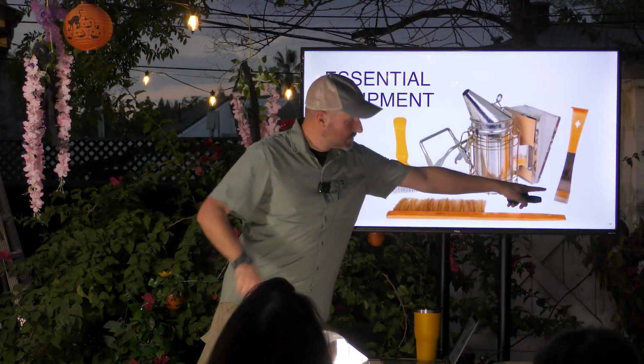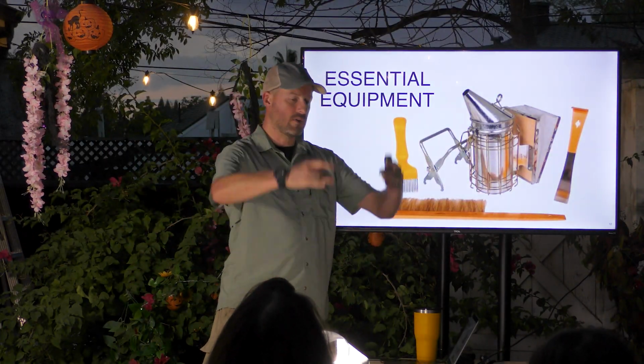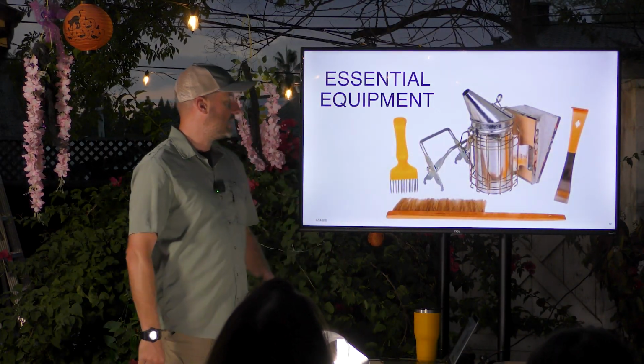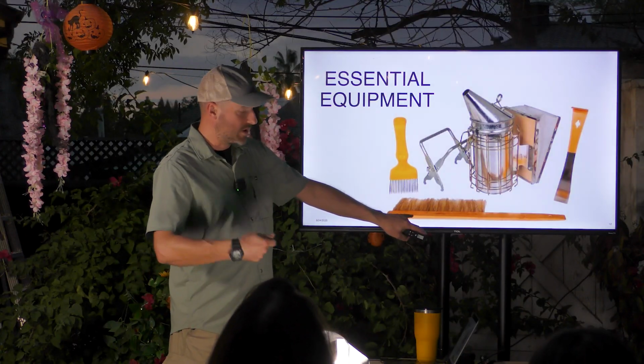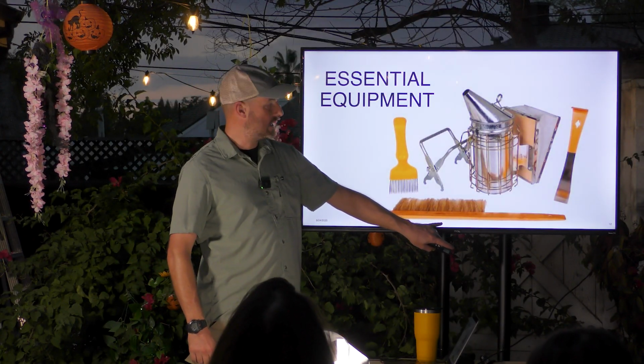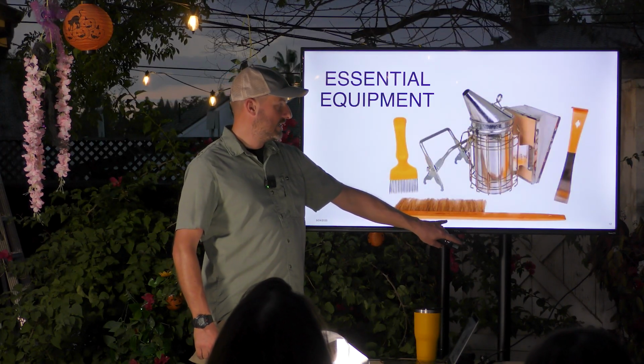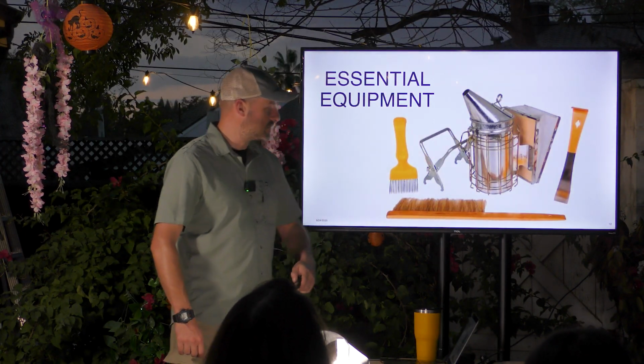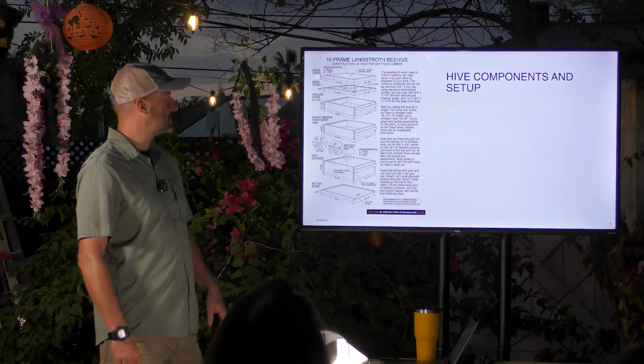This is the hive tool we use, leverage to pull each individual frame out of the box. And then that's a brush for brushing off bees. Usually it's horsehair. The bees hate the brush. Oh. I don't know why anybody sells it. If you want to use it, give it a shot and you'll see exactly what I'm talking about.